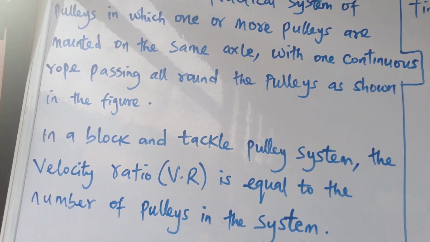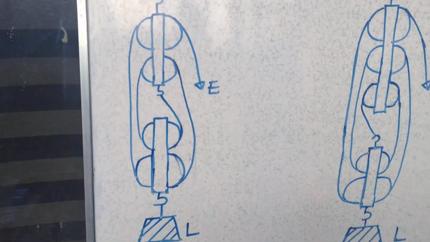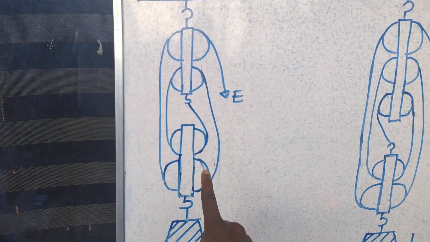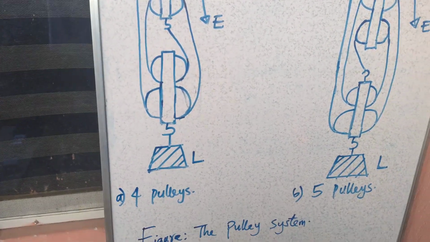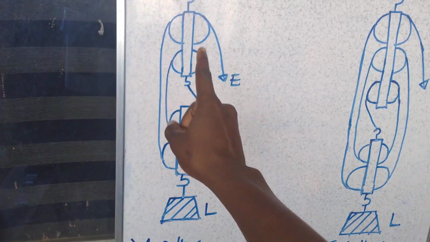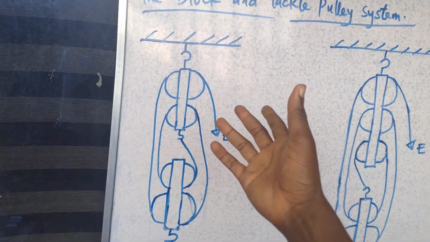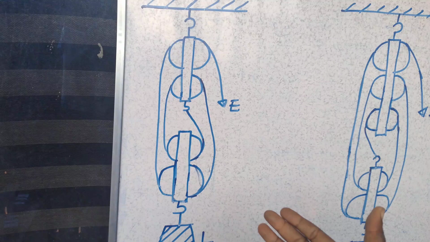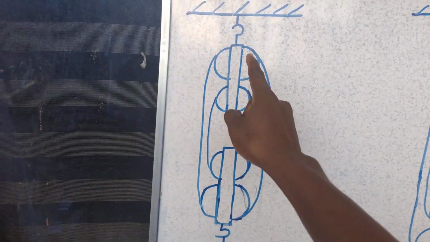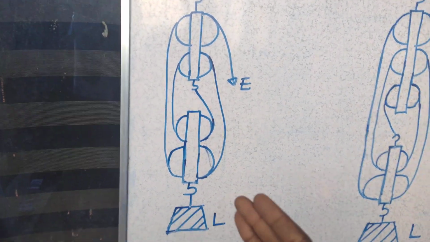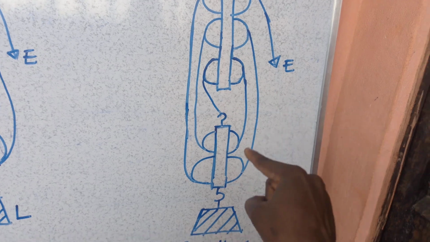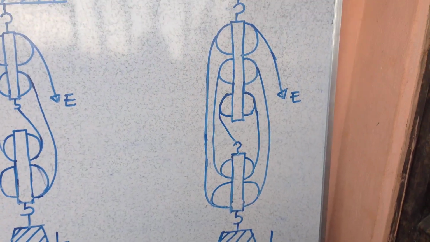Alright, so we see here that in this particular pulley, we have about 4 pulleys. 1, 2, 3, 4. That means our velocity ratio there is what? Is 4. So we are told that the formula for velocity ratio of a block and tackle pulley system is the number of pulleys in the system. So if you have 4 pulleys, 1, 2, 3, 4, the velocity ratio is 4. And if you have 5 pulleys, 1, 2, 3, 4, 5, the velocity ratio is 5.